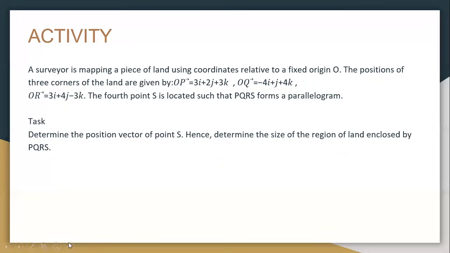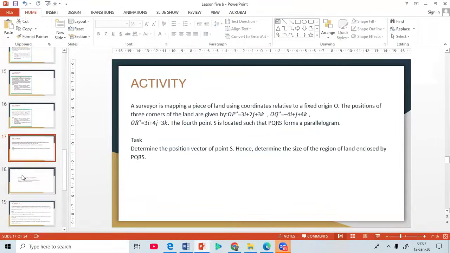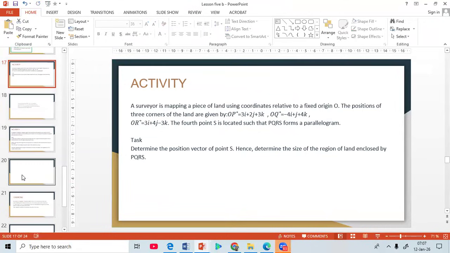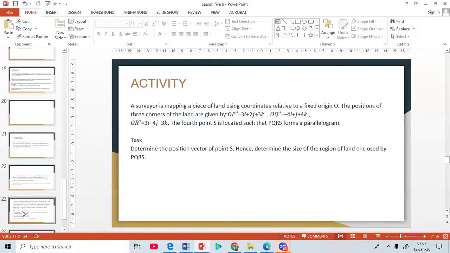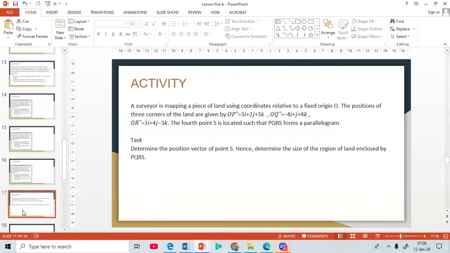Then tomorrow, when we meet, we have about 4 more activities remaining. We still have some scenarios we shall deal with tomorrow. Unless there is any burning question, we shall end here for today, and then we start from here.